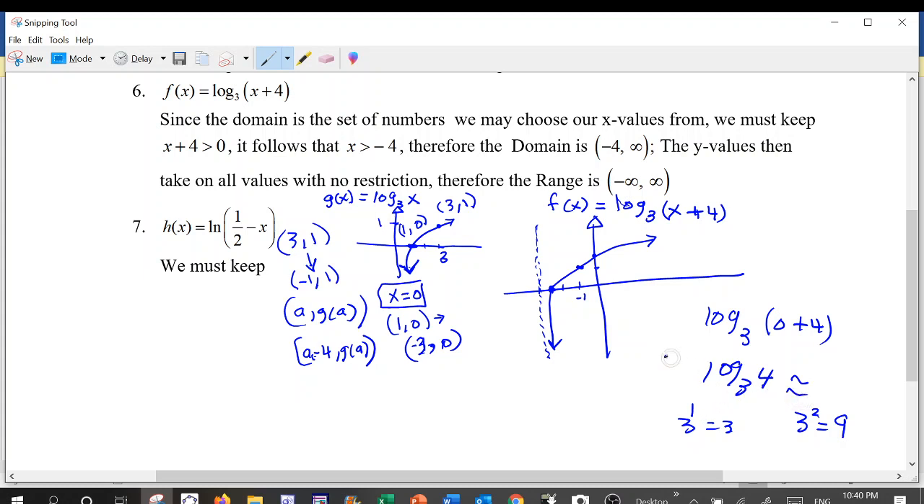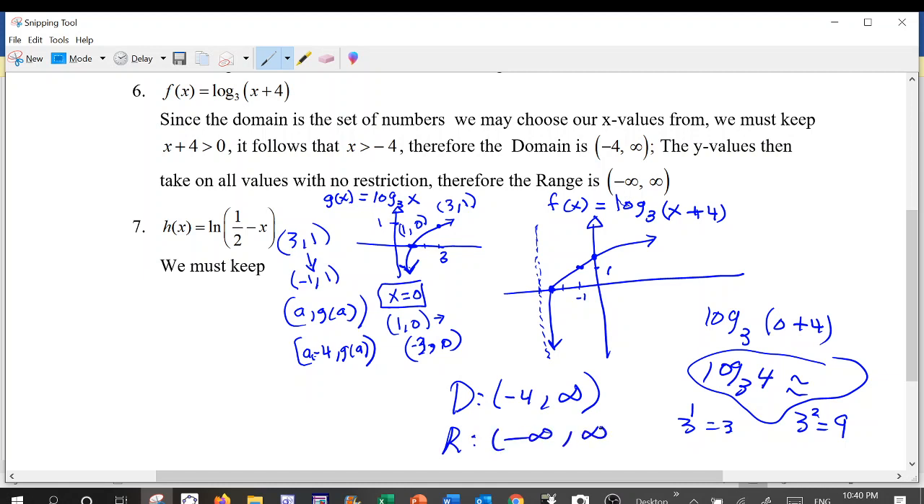Between 1 and 2, so it's 1 point something, right? We're going to get to how to find this with the calculator in the next section, but for now that's what it is. So now we can see the domain. Of course we could have found the domain differently, but right here from the graph we can see the domain is from negative 4 to infinity, and the range is all real numbers, because for the range logarithm has no restriction, it's all real numbers.